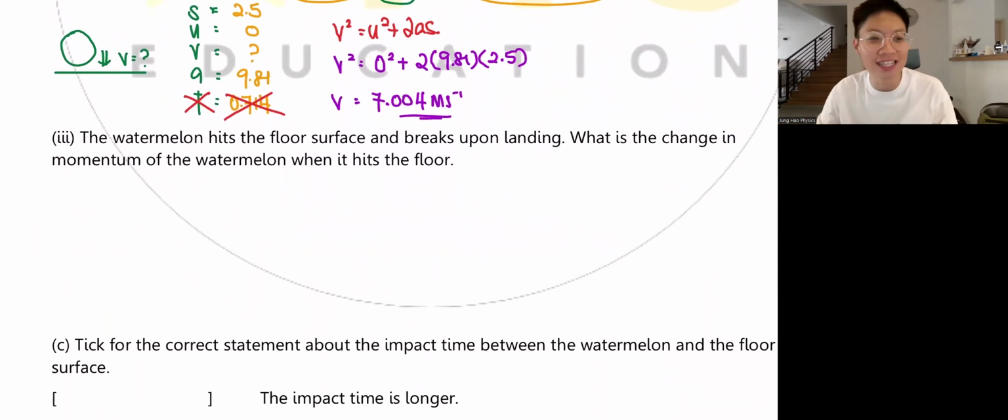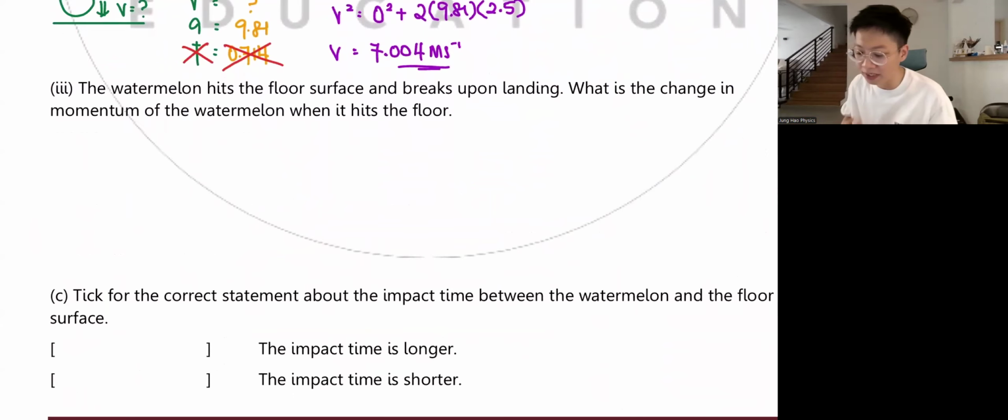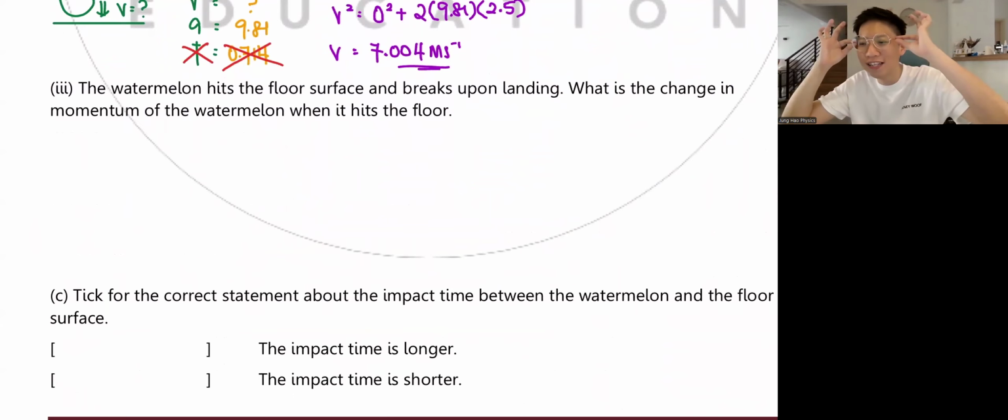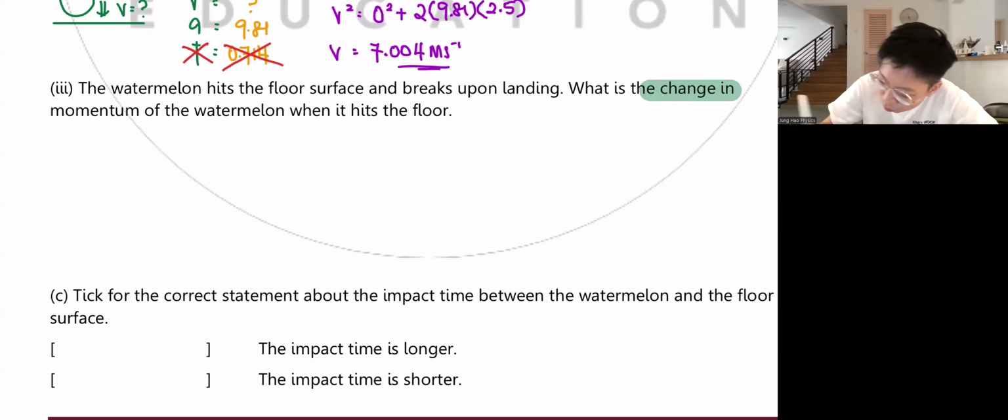Next, we will go and see. Now the watermelon hits the floor surface and breaks upon landing. What is the change in momentum of the watermelon? Okay, guys, now I want to test, right? Today, these 73 people here, who is the very king one? Okay, can you tell me what is another word for change in momentum?